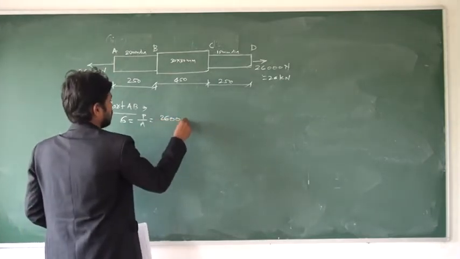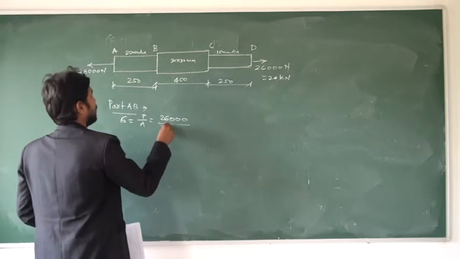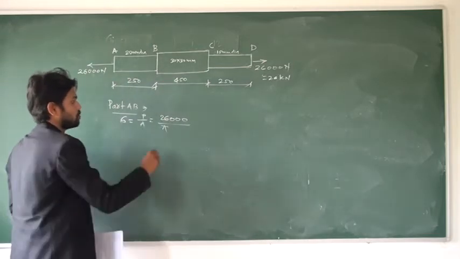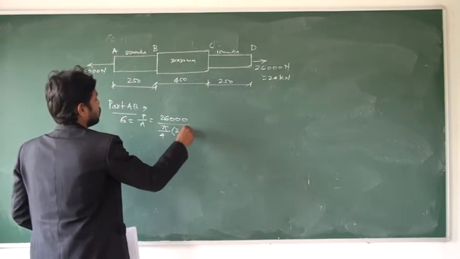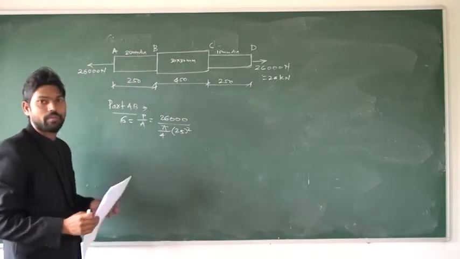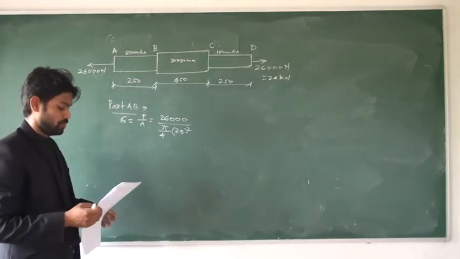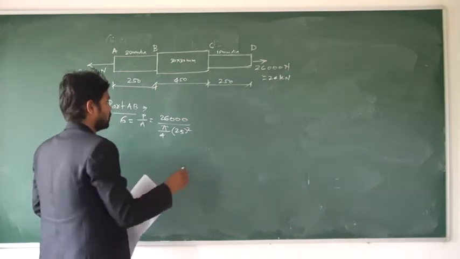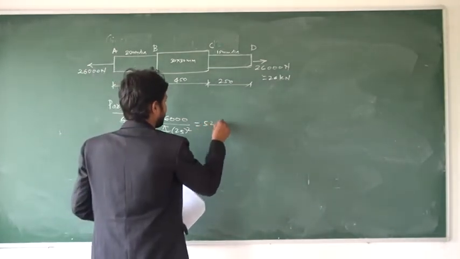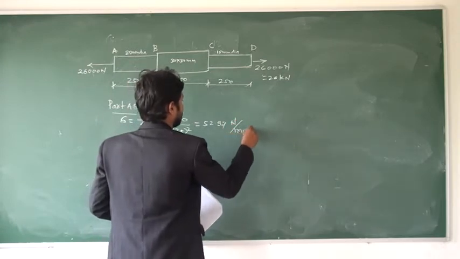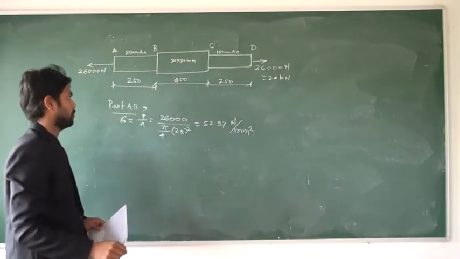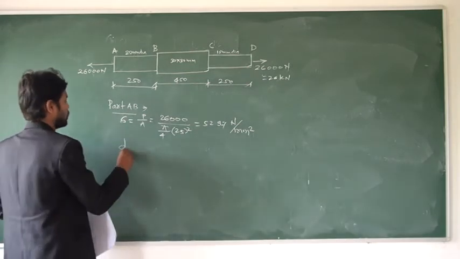Force is 26 kilonewton divided by area. Now this is a cylindrical part, so the cylinder cross-section area is pi by 4 into 25 squared, because 25 is the diameter of section AB. So this will give you the value 52.97 Newton per mm square. And what is the elongation of this part?